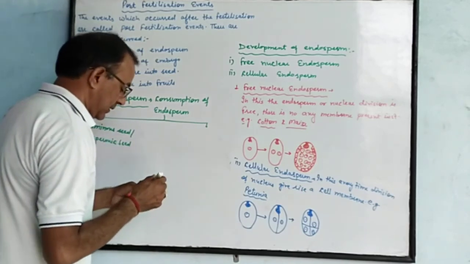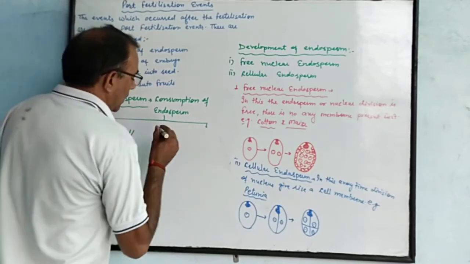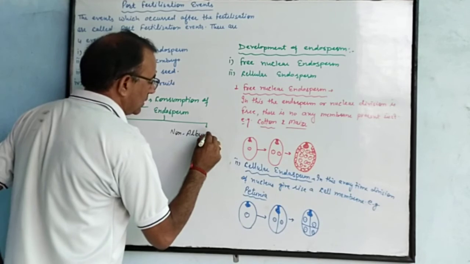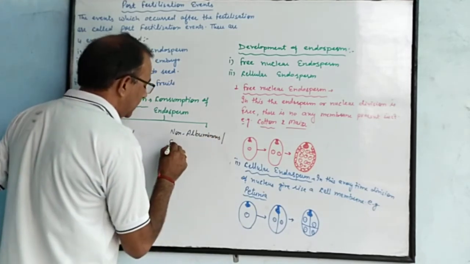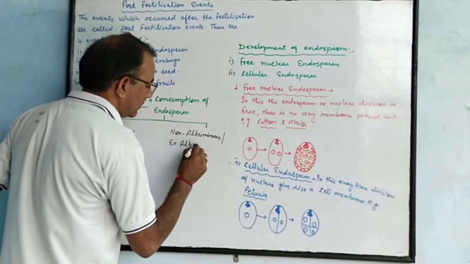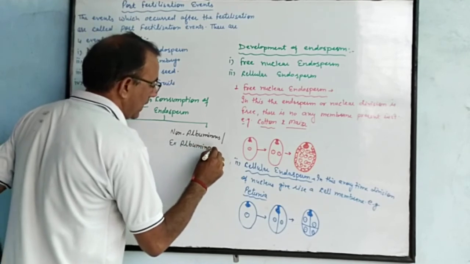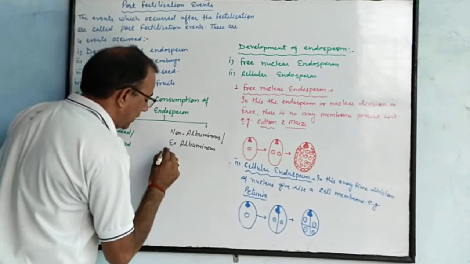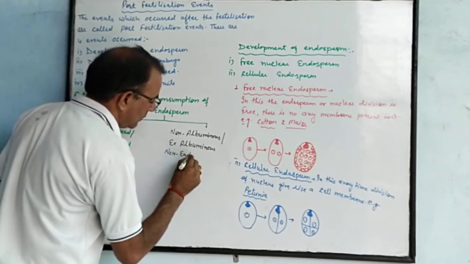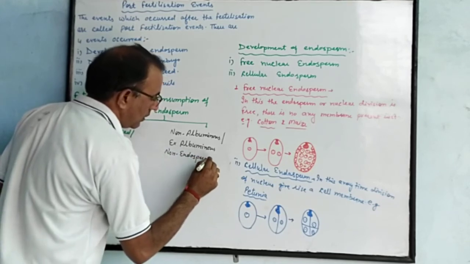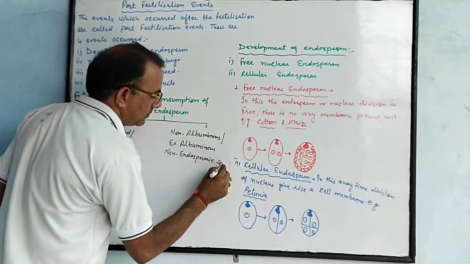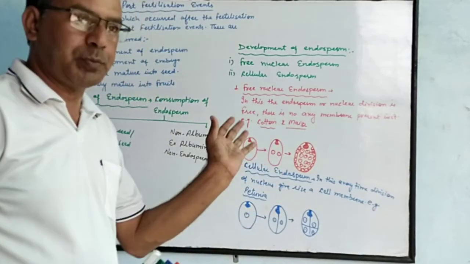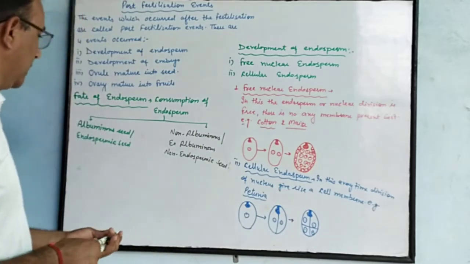The second one is non-albuminous, or you can also say ex-albuminous. Ex means there is no endosperm present. It is also known as non-endospermic seed. So on the basis of consumption of endosperm, there are two types of seed: endospermic seed and non-endospermic seed.